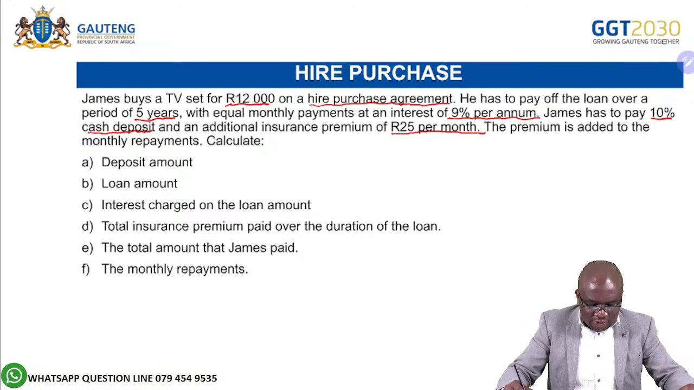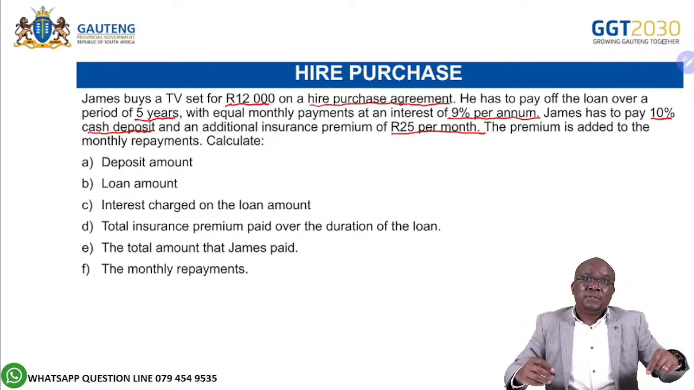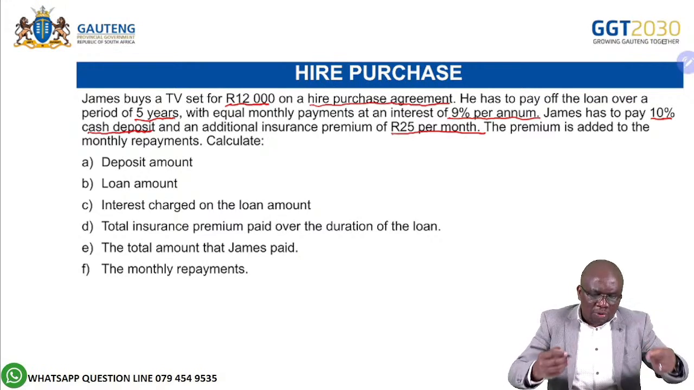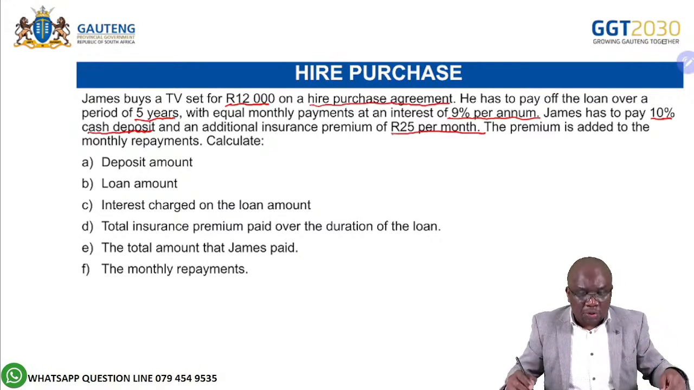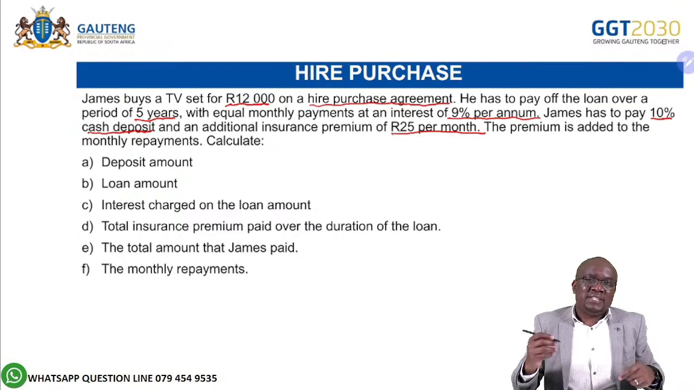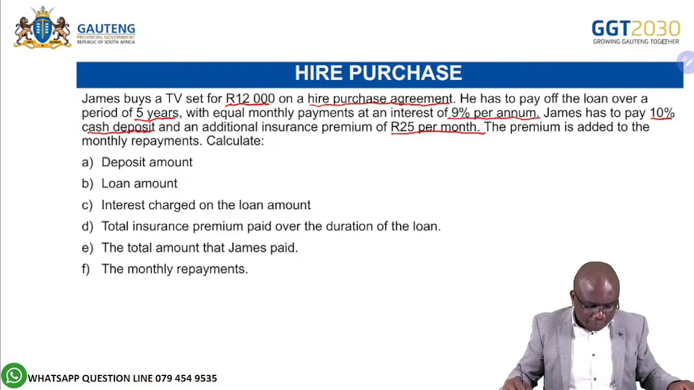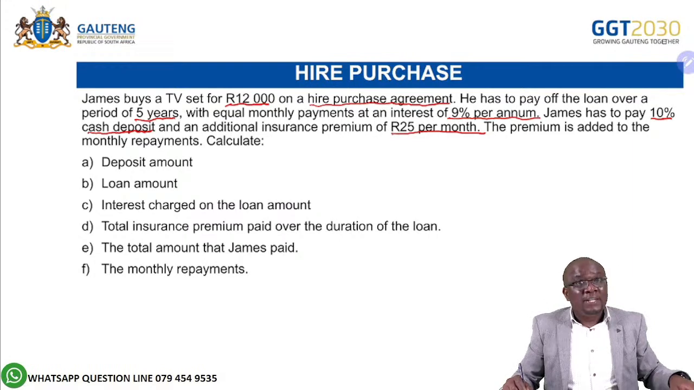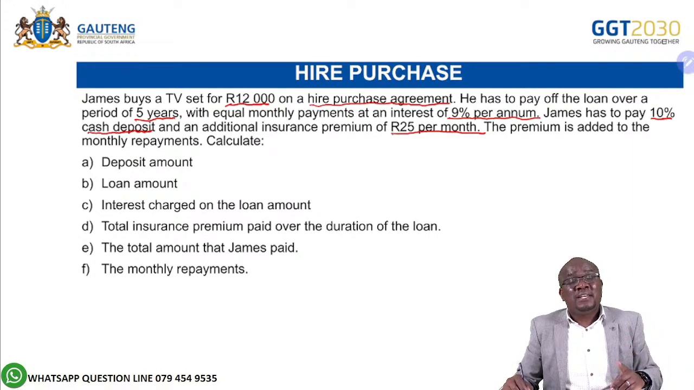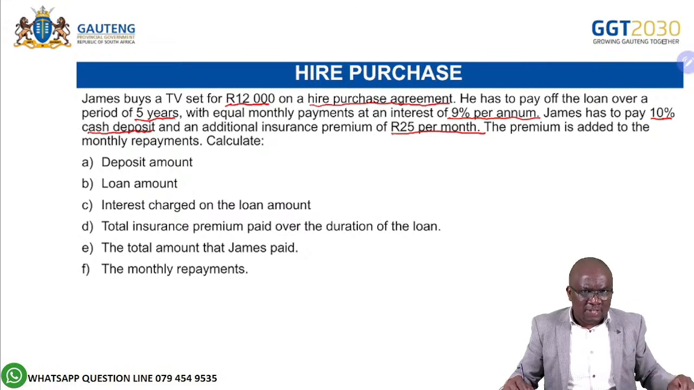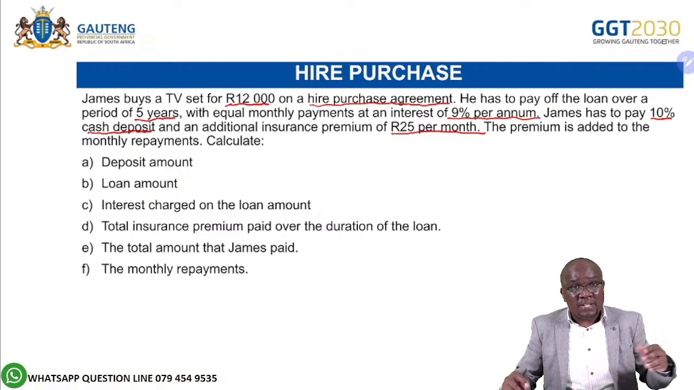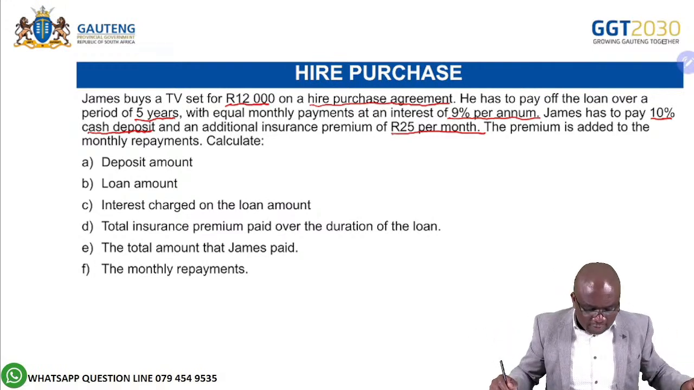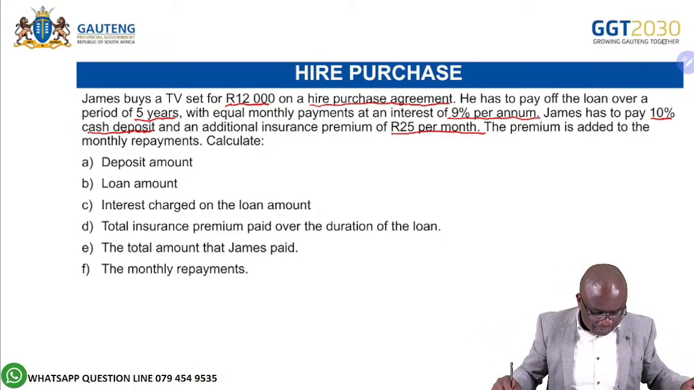So interest charged on the loan amount, now you have to increase or grow the loan amount using simple growth, and then you calculate the interest after doing that. And then the total insurance premium paid over the duration of the loan, 25 rand every month, and then 5 years. It's going to be 12 times 5 to get the months, which is 60 months, and then how much in the 5 years is paid for the insurance.